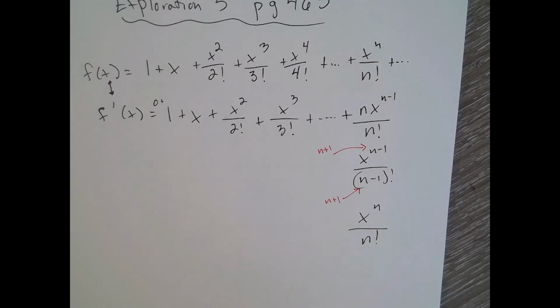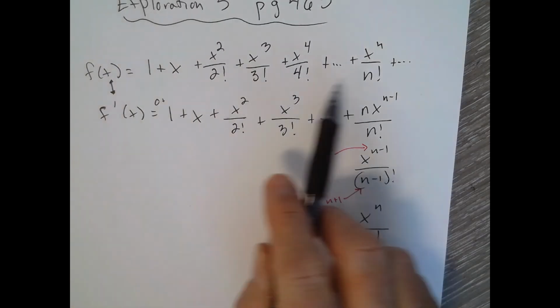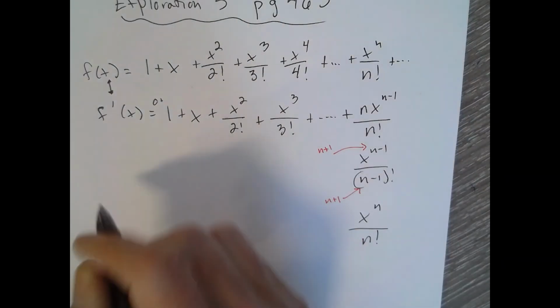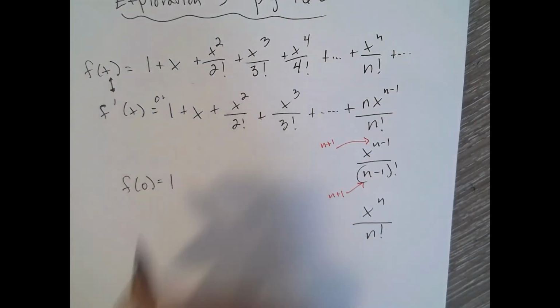So we got to go back up here, put 0 in for x. All of those become 0 except for that guy, right? So f of 0 is 1. Okay. What well-known function do you suppose f is?